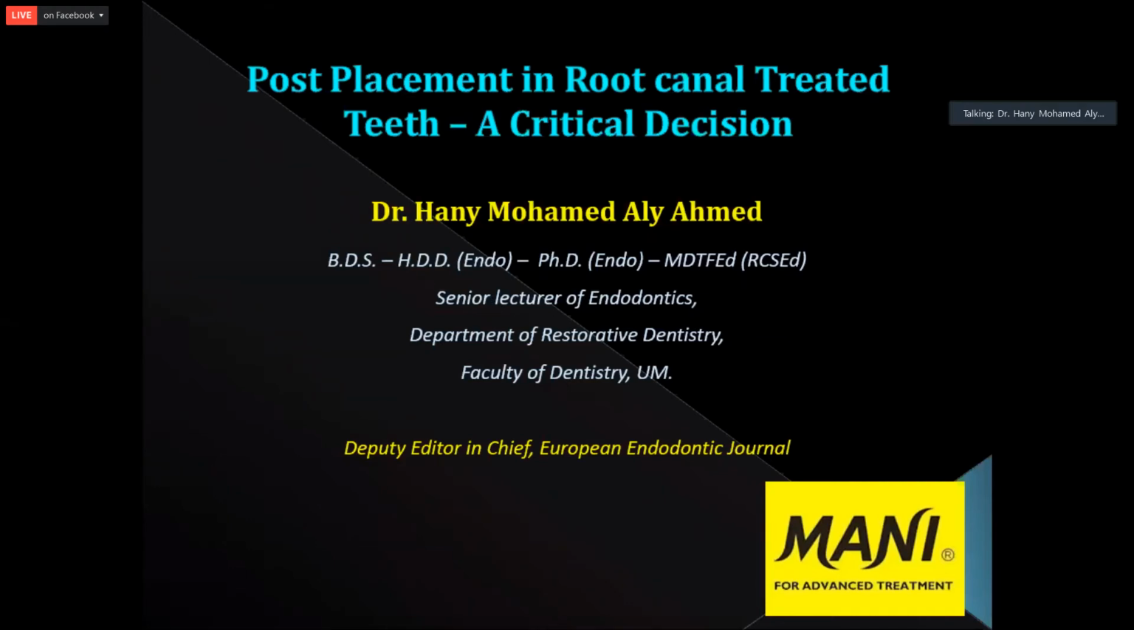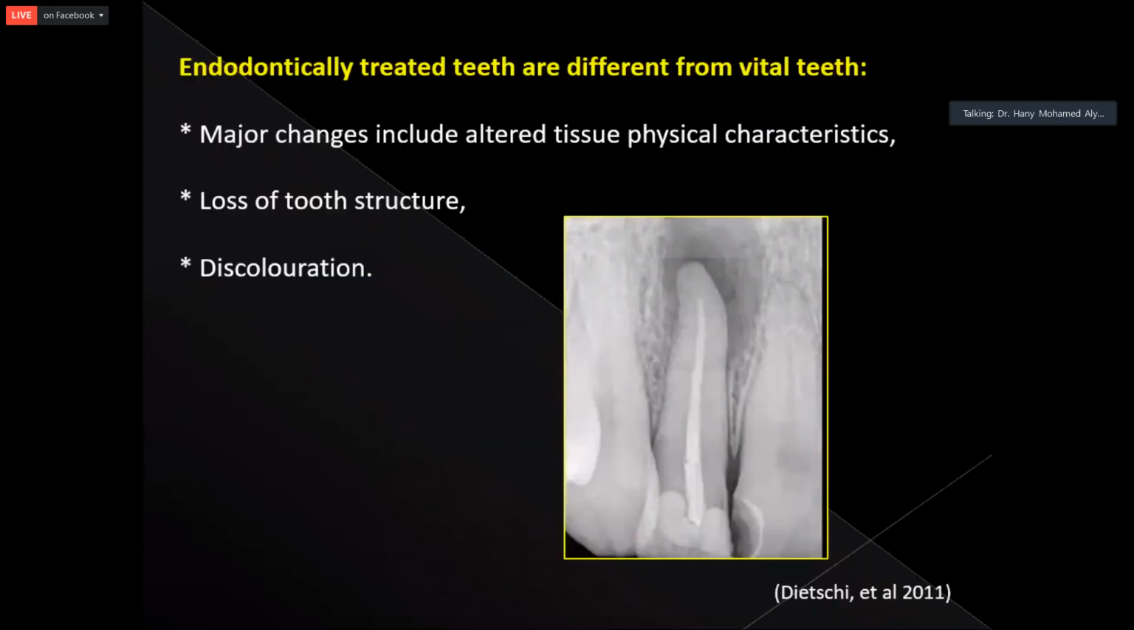Okay, so now the second part is about post placement in root canal treated teeth, and this is also considered one of the topics which is quite important to know: when to put a post in a given canal. In general, any root canal treated tooth usually has some physical changes and loss of tooth structure, together with discoloration.